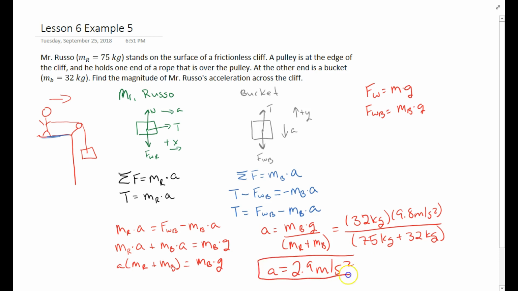So that is how quickly Mr. Russo is accelerating towards the edge of that cliff. Hopefully he stops in time, because it would be very, very sad if Mr. Russo fell off the cliff because he decided to hold onto a bucket.